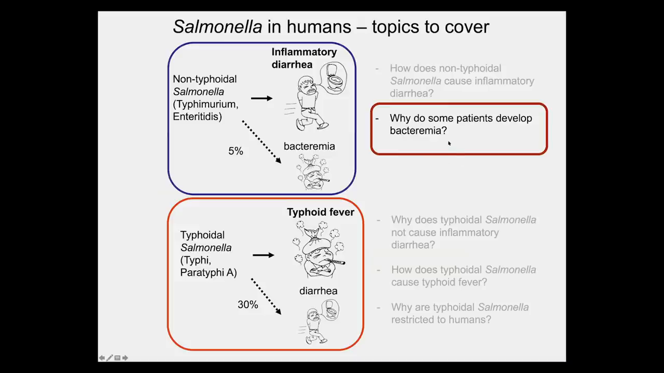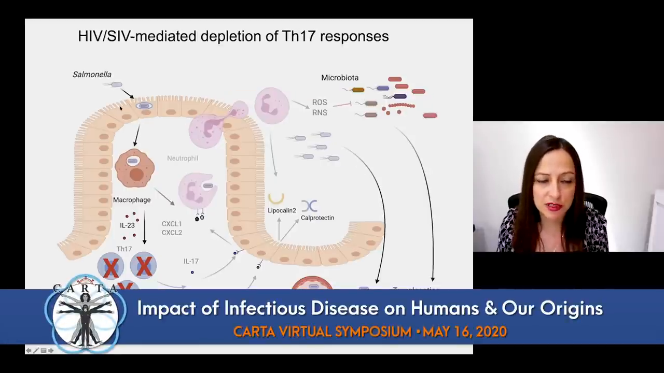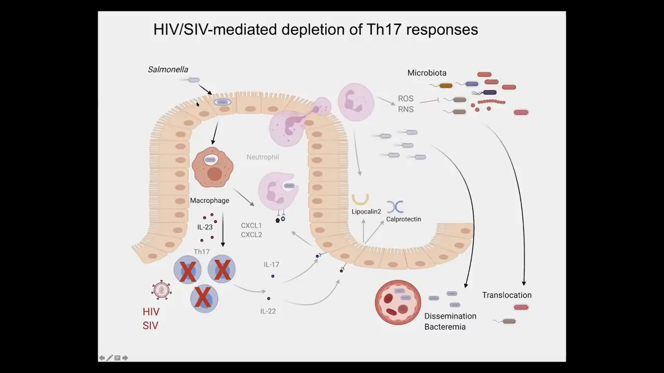So why do some patients develop bacteremia? I can give you here the example of a project that I was involved with many years ago, in which we investigated the mechanism by which HIV infection enabled and promoted Salmonella bacteremia. We used the simian immunodeficiency virus model in rhesus macaques, and we found that SIV in rhesus macaques promotes a depletion of Th17 cells, and this results in a blunted inflammatory response. So this Th17 response that I show you is blunted in SIV-infected macaques, and this leads to increased bacterial dissemination and also, as shown by others, increased microbiota translocation.